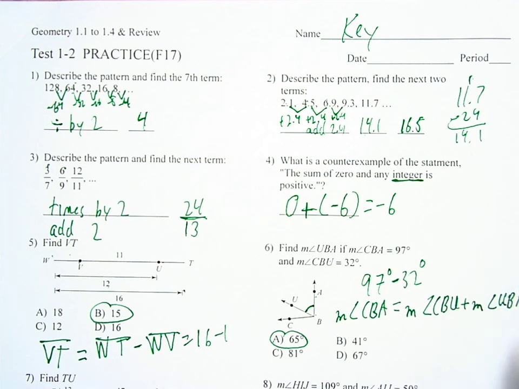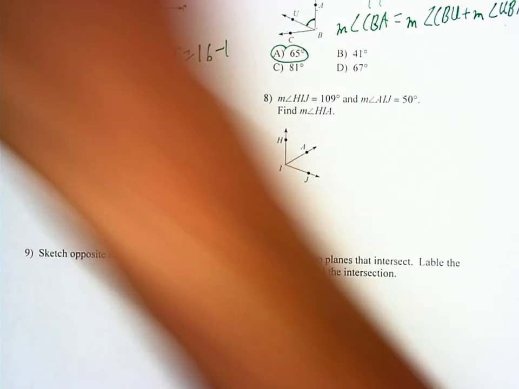Notice these all have B as the vertex because B is in the middle of each of these three angles. They all share B as the vertex. All right, next items. Question 7, question 8.